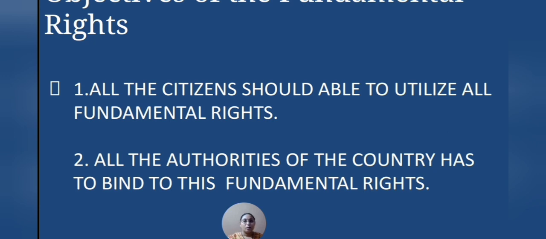So why? Because our constituent assembly members lived through the suppressing behavior of the Britishers, and they were vexed with the behavior of the Britishers. That's why they laid down a great solid concrete road for the Indians to move into the future. These are the golden words from Dr. B.R. Ambedkar, and he laid down really a flower path for the Indians.